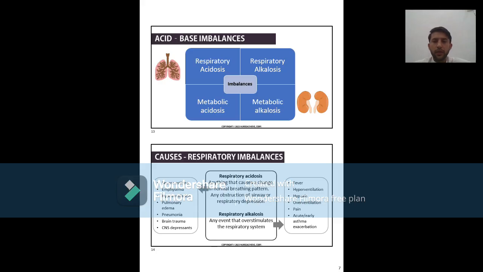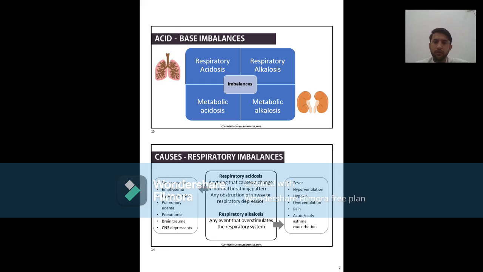Pneumonia: inflamed fluid fills the alveoli, reducing ventilation and CO2 clearance. Brain trauma: damage to the respiratory center decreases breathing rate and depth. The last one is CNS depression.